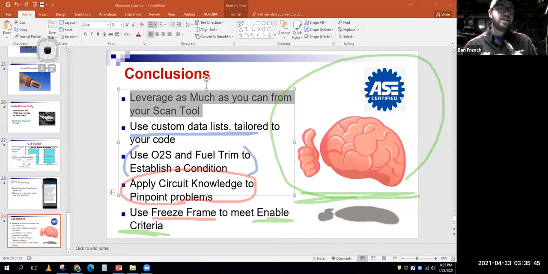Next week, we're going to continue on with this theme. We're going to dive deeper into fuel trim and basically how can I tell if the O2 sensor is lying to me or not, okay? How can I tell if it's lying to me or not to really establish that condition? Am I running rich or am I running lean, okay?